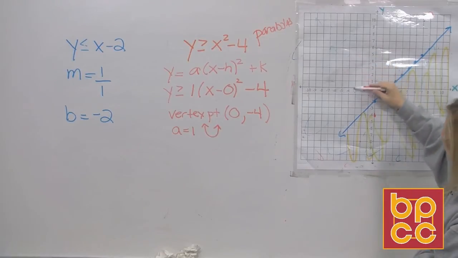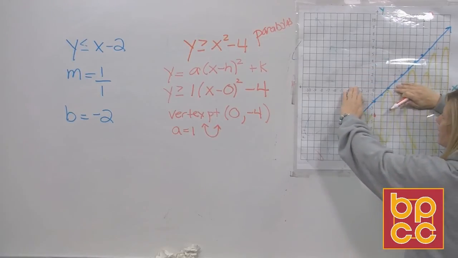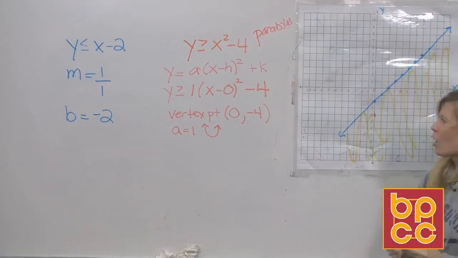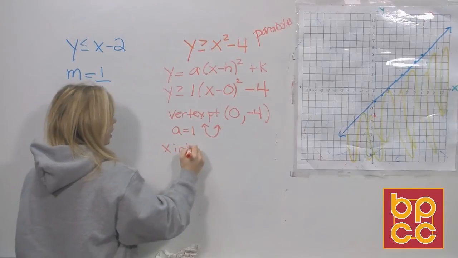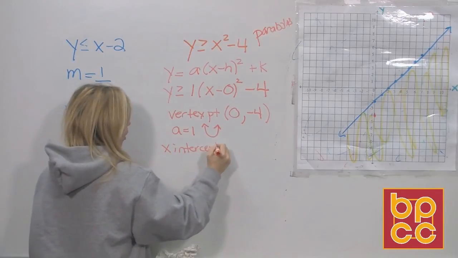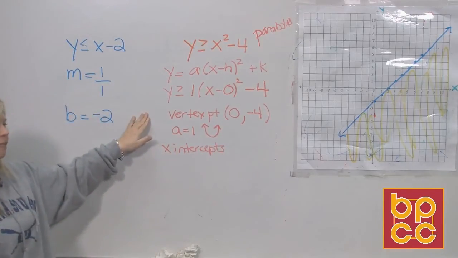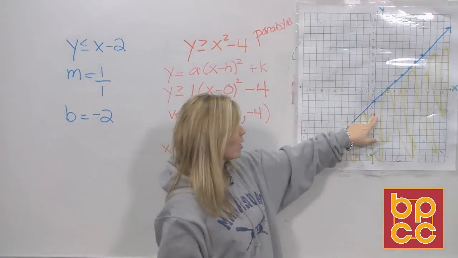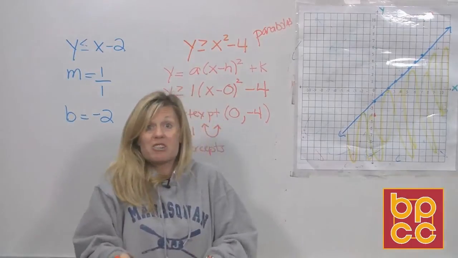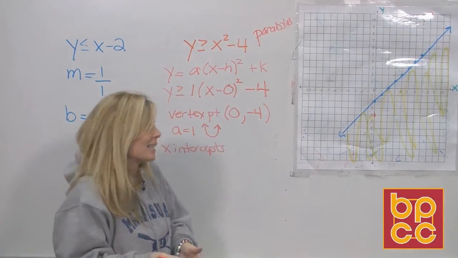We know by it turning up, it's going to touch the x-axis. So now we got to go find the x-intercepts. So we talked about this. Parabolas require more work, because besides plotting the vertex point, you got to know the intercepts. This point is already on the y-axis, so we already know the y-intercept. So we got to get the x-intercepts.